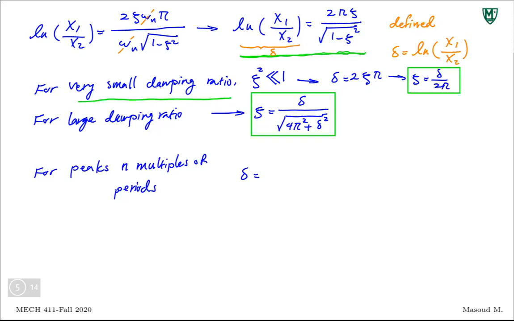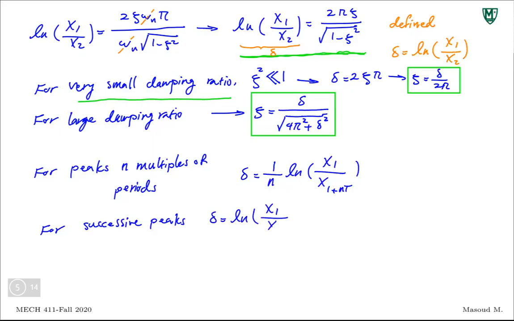Now, for peaks that are n multiples of periods apart, delta is defined in a different way. Instead of being ln x1 over x2, now you have 1 over n, n being the number of periods, times ln of x1 over x1 plus nT. So if you have x1 over x3, this n becomes 2. So this is for peaks n multiples of periods apart, and for successive peaks, delta is just ln x1 over x2.